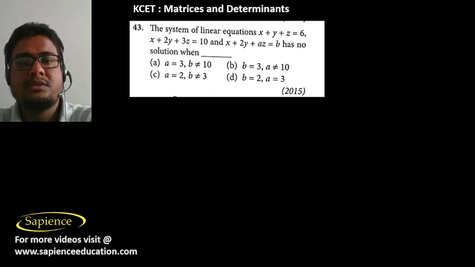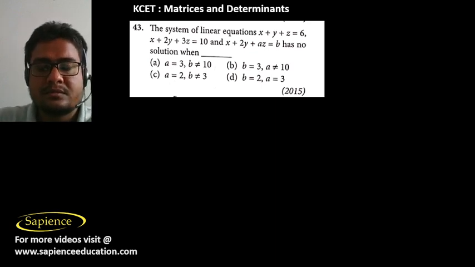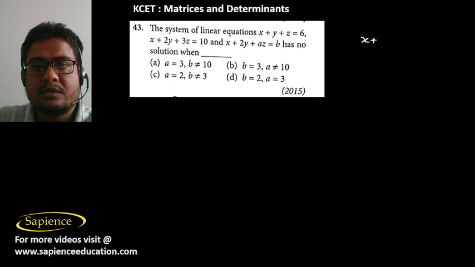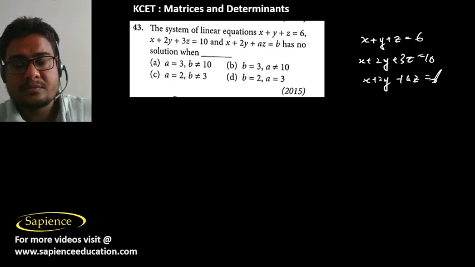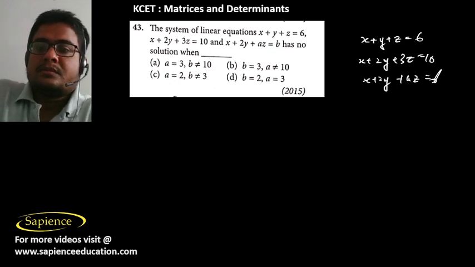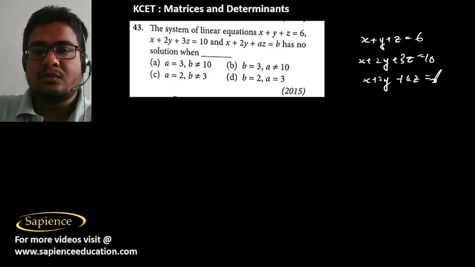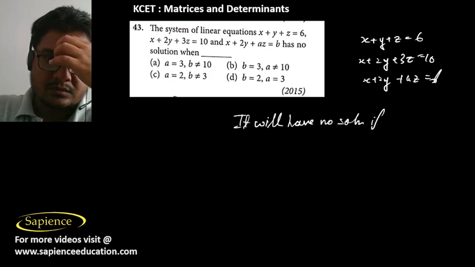Then here it is told the system of linear equations has no solution when the system of linear equations, which is x plus y plus z equal to 6 and x plus 2y plus 3z equal to 10, x plus 2y plus az equal to b, will have no solution under which condition?